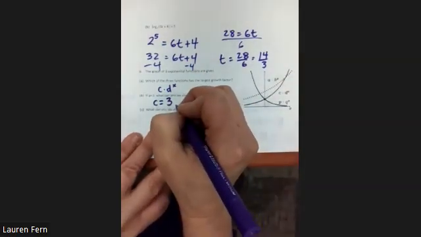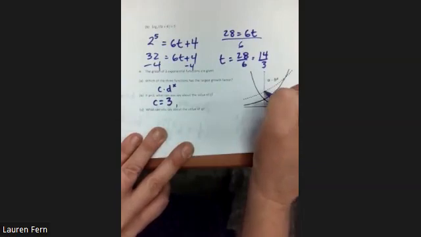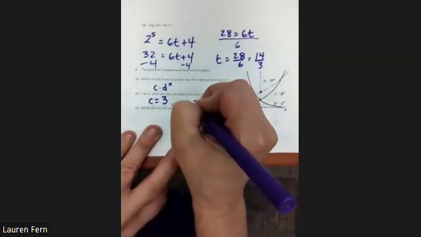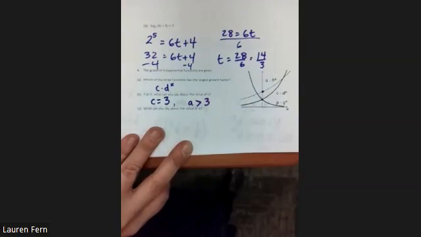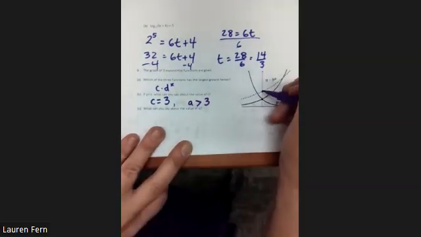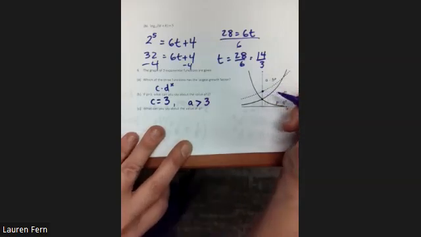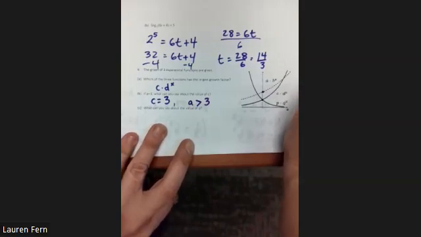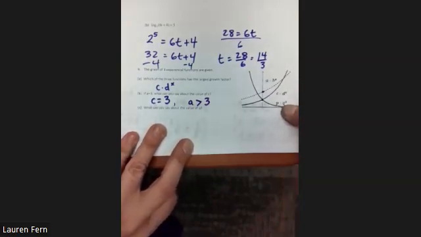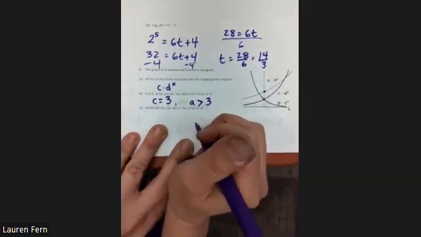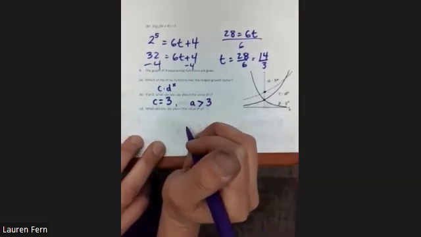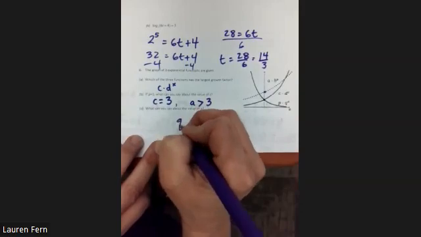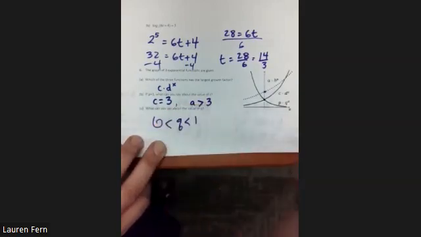I'm going to ask you an additional question. What can I say about the value of A? Can't I say that A is greater than 3? Right, because it crosses my y-axis at a higher value. And finally, what can we say about the value of Q? Hint, it's decaying. So what do we know about that base? Isn't it between 0 and 1?